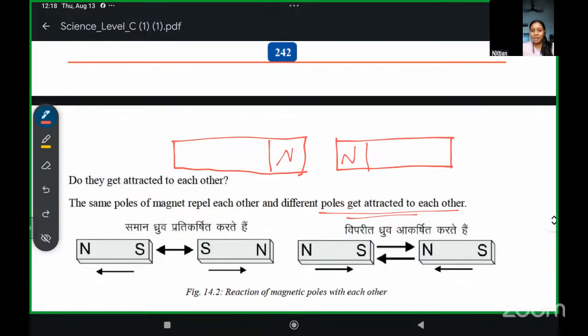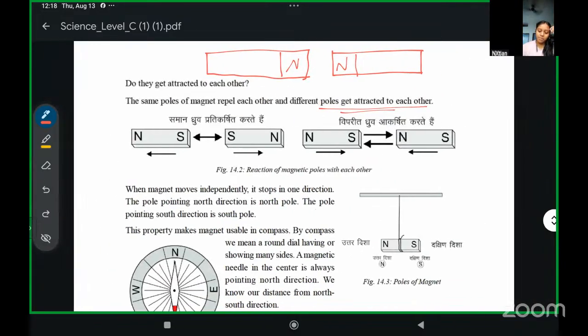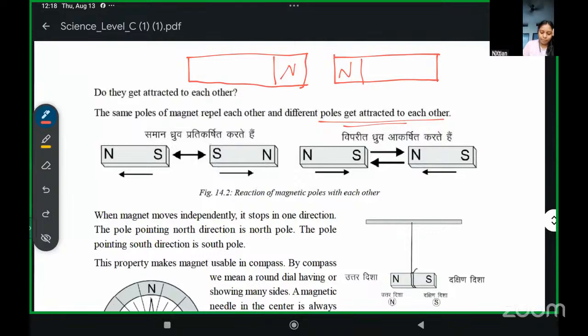So that is repelling. Magnets, when two same kind of poles come close, when you try to put them close, they will repel. But when you put two different kinds of poles, N and S, they will attract. So this thing you have to remember. This diagram also you have to prepare.